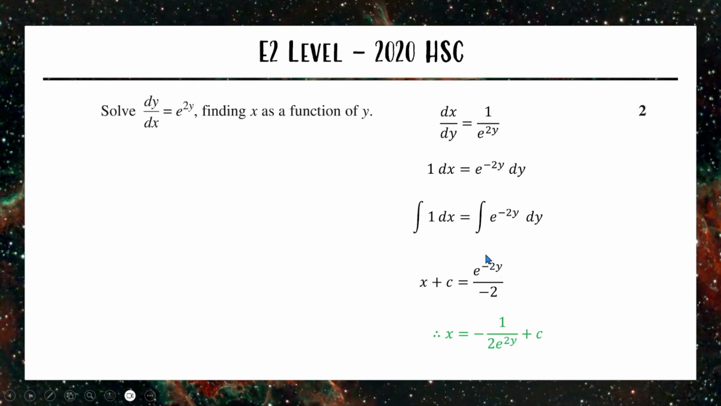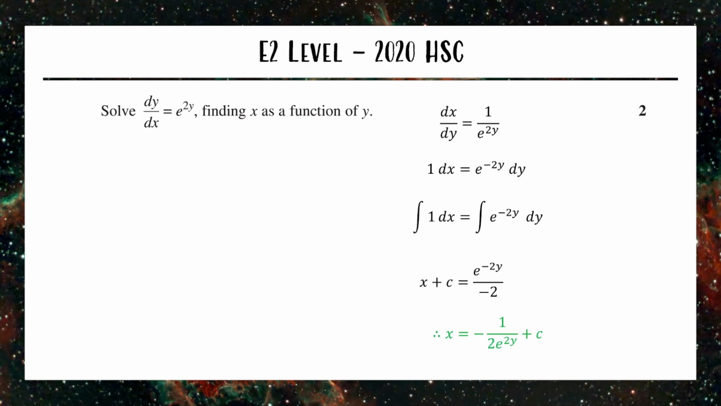We can write this in a little bit of a better way if we want. We can just bring the e to the minus 2y down to the bottom, but that's kind of optional. That right there in green is our final answer, getting us 2 marks. But if you flipped and tried to integrate, you would probably be getting 1 out of 2 for this one. Okay, hopefully you got the same as me and we're off to a good start.